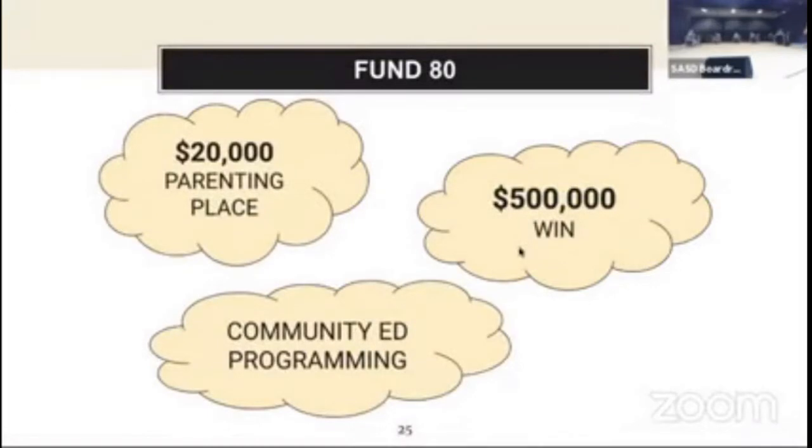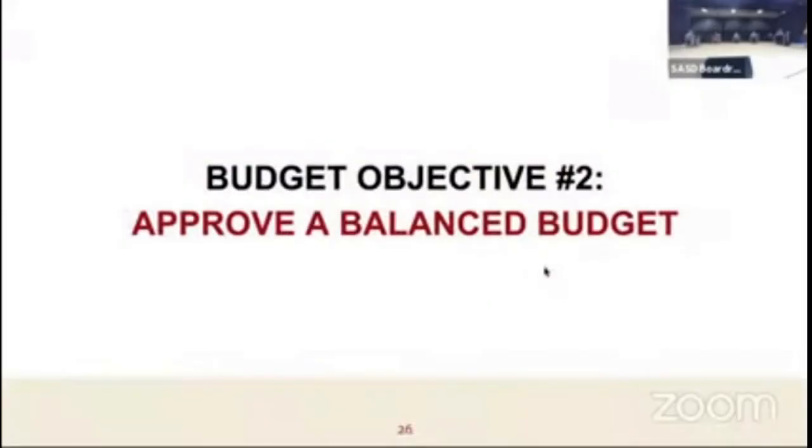And then finally, we have Fund 80, which is our community service fund. Historically, we've levied $20,000 for the parenting place, and we're proposing also levying $500,000 to support the WIN after school program, which would completely cover all of the costs of WIN, and those costs would not come out of the operating budget anymore. And then any additional community ed programming that's done within the district goes into Fund 80. So those are our major budget categories.